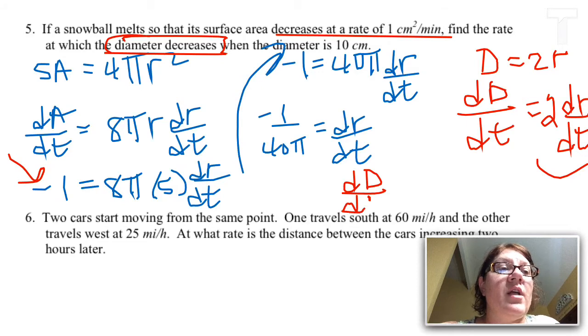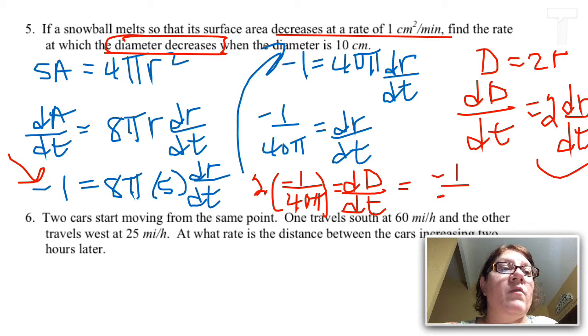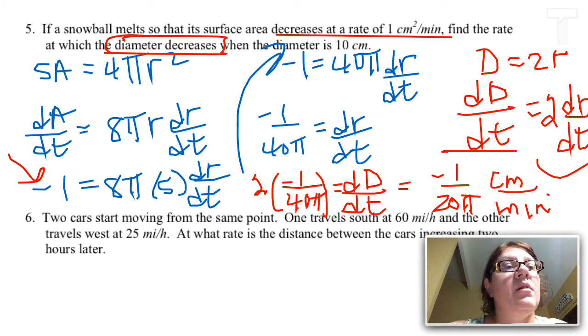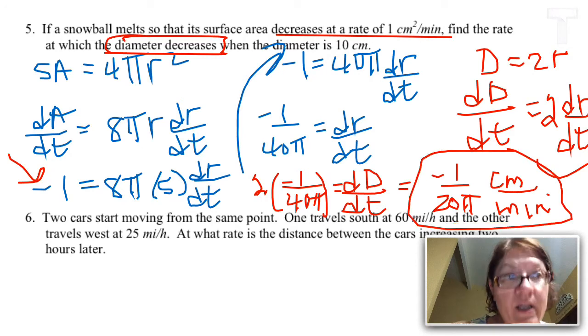So the change in the diameter is 2 times that value, which is, of course, -1 over 20 pi. And that would be centimeters per minute. A little tricky, but not too bad. Okay, let's look at the next one.